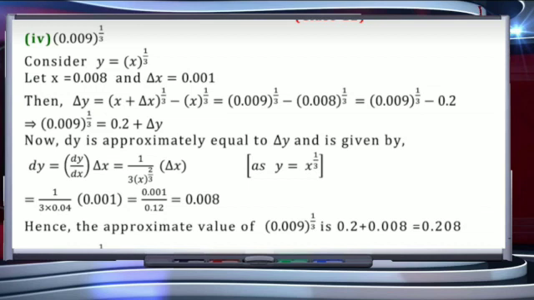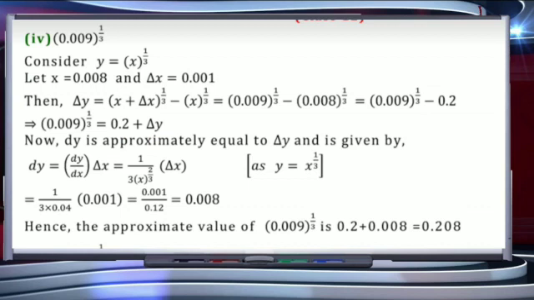Now we will substitute all the values. So we are getting 0.009 raised to power 1 by 3 minus 0.008 raised to power 1 by 3. On simplifying this, we are getting 0.009 raised to power 1 by 3 minus 0.2. Since 0.009 raised to power 1 by 3 is to be calculated, we will keep it on one side and the rest on the other. So this implies 0.009 raised to power 1 by 3 reduces to 0.2 plus delta y.